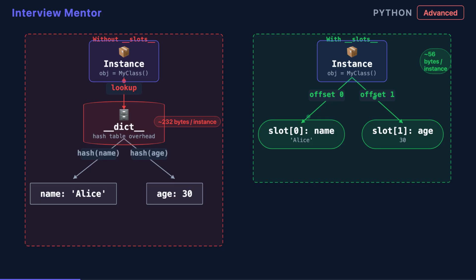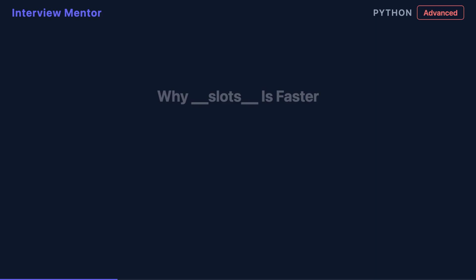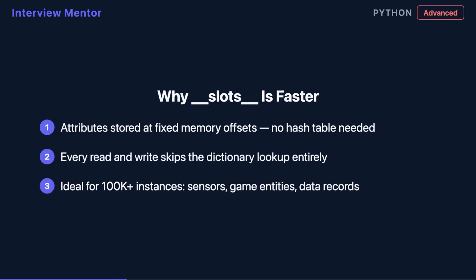Add __slots__ to a class and Python eliminates that dictionary entirely. Attributes live at fixed memory offsets on the object, cutting per instance memory by 50% or more. Without slots, every attribute read goes through a dictionary hash lookup. With slots, Python resolves it at a fixed memory offset, measurably faster.